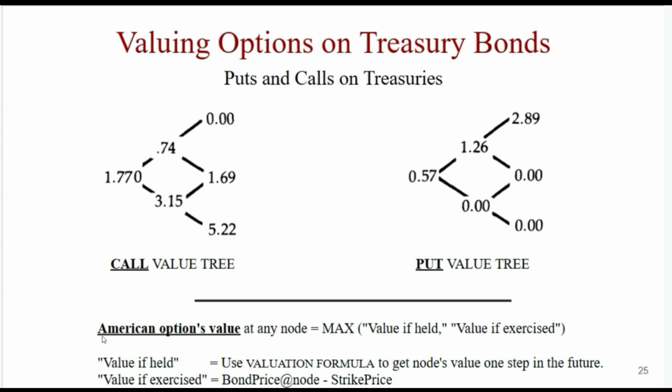We can also value American style options, which are options that can be exercised at any time, using these value trees as well. And an American option's value at any node will be the greater of either its value if held or its value if exercised. To find the value if held, use the valuation formula to get the node's value one step in the future. And to find the value if exercised, take the bond price at a node minus its strike price.